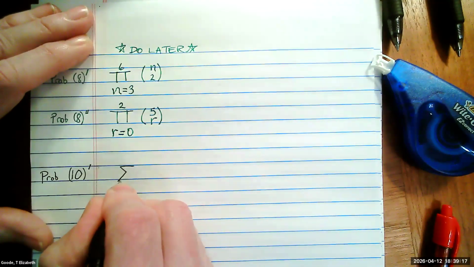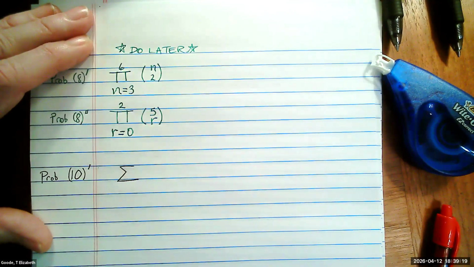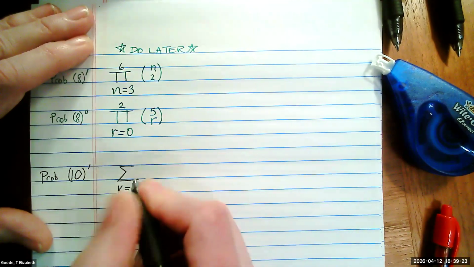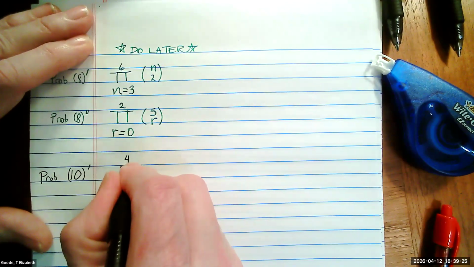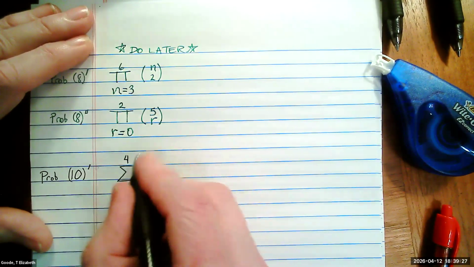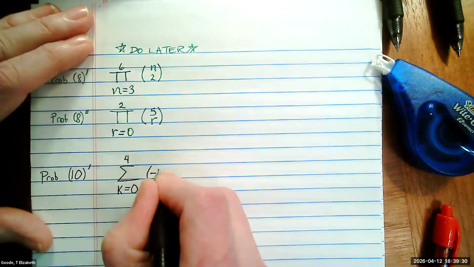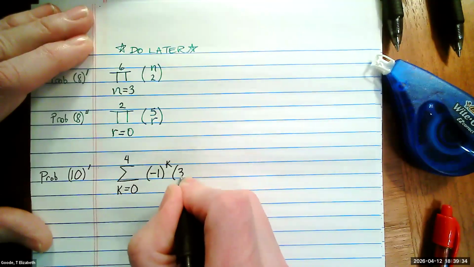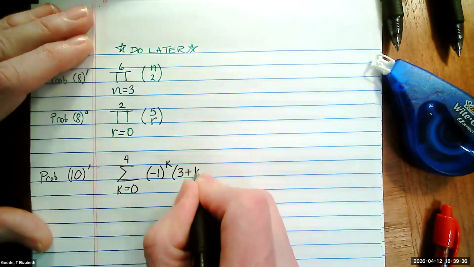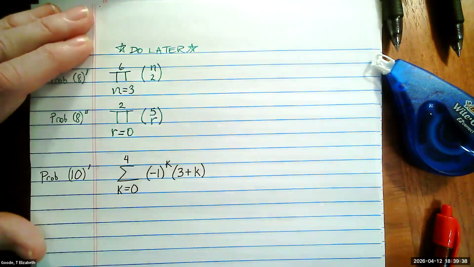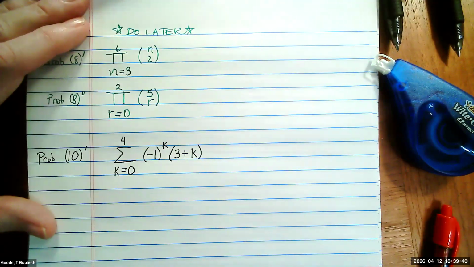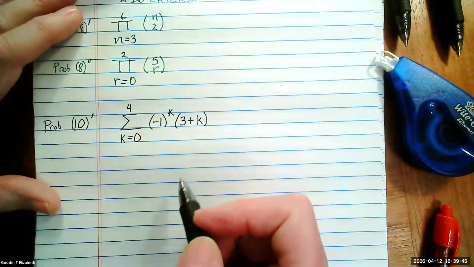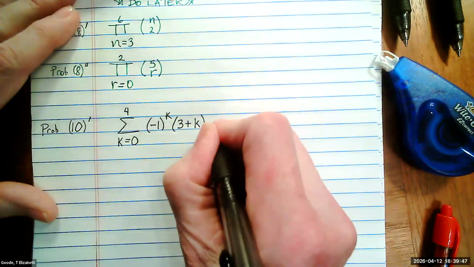Okay. I'm going to do the sum from k equals 0 to 4 instead of 1 to 5, 0 to 4 of -1 to the k times 3 plus k instead of 3 minus k. Is that okay? Yeah, that's fine. All right, here we go. It's a sum, so we're going to be adding terms. You ready?